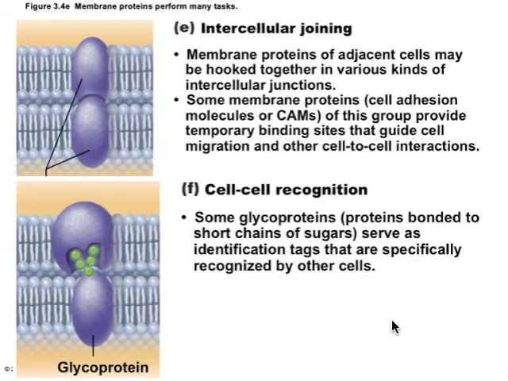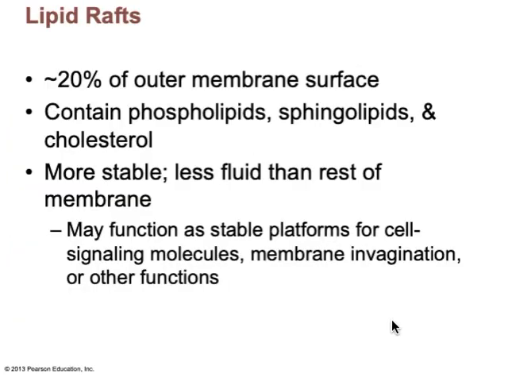So another function, right, intercellular joining, is one of the ways that we establish tissue barriers and allow tissues to function as a group, right? Some membrane proteins called CAMs provide temporary binding sites that can guide cell migration, and others are more permanent and generate junctions that can be either semi-permeable or impermeable. Some glycoproteins serve as ID tags that indicate whether or not that cell belongs in the body and is recognized and tolerated by the immune system. So that's sort of like, again, a chemical ID tag for the cell, telling it that it belongs.